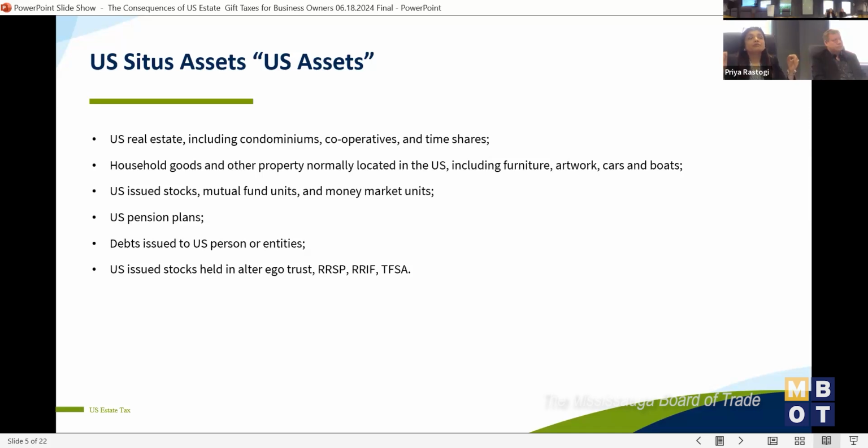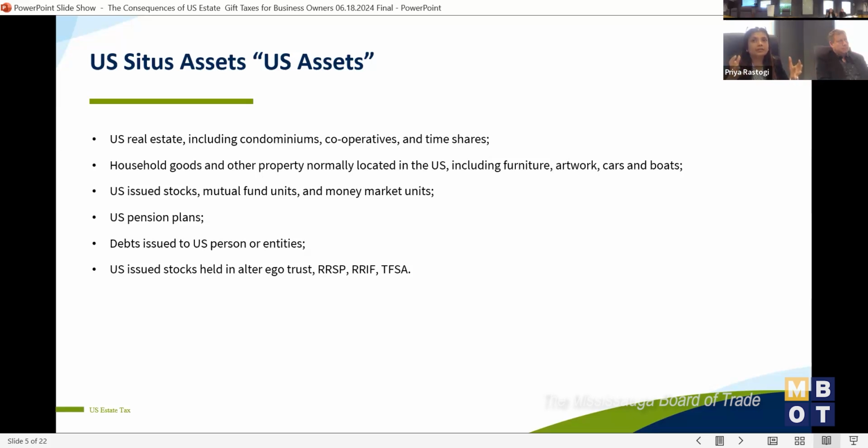But the very obvious or non-obvious that has been missed is US stocks that are held in your registered accounts, in your non-registered accounts. Registered accounts means TFSA, RRSP, your RESP account, or non-registered accounts are your Canadian brokerage account. So we are talking about US securities, for example, shares of Apple, Tesla, IBM. So these are all US issued shares.